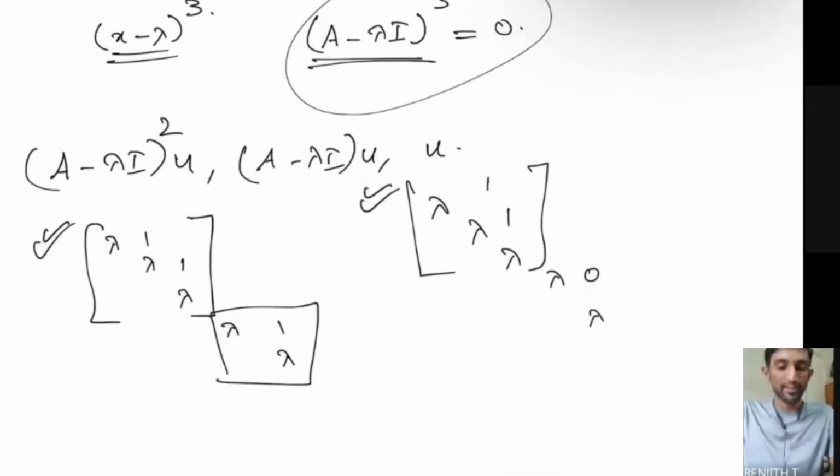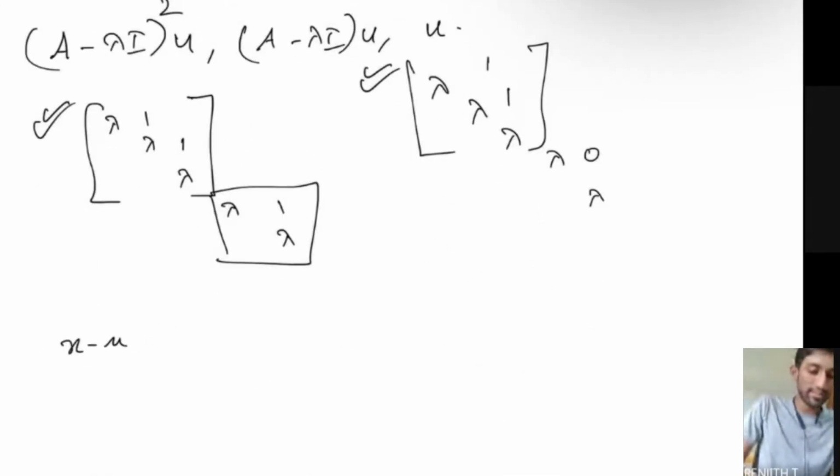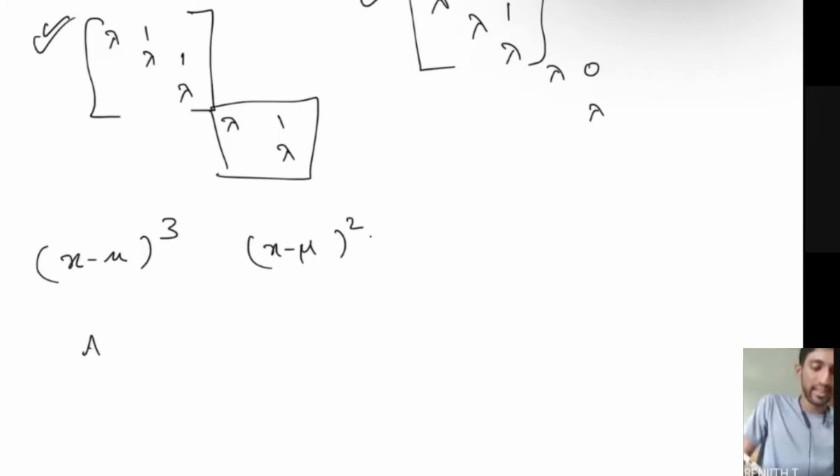And what about the other part? It was (x minus mu) whole cube in the characteristic polynomial, and the minimal polynomial is (x minus mu) whole square. That means A minus lambda I is not lambda.